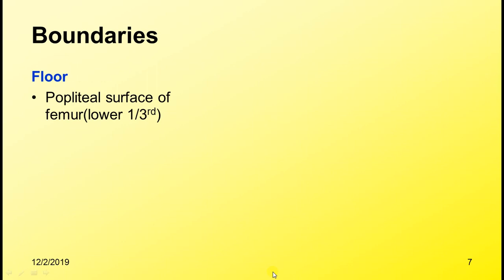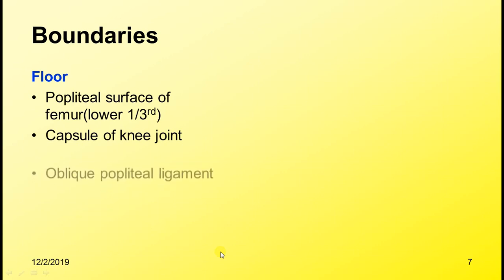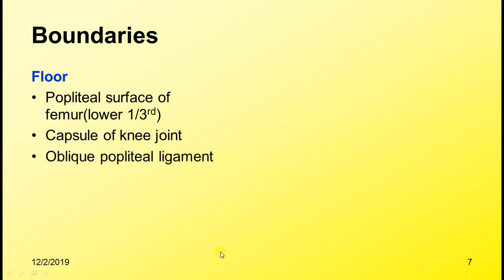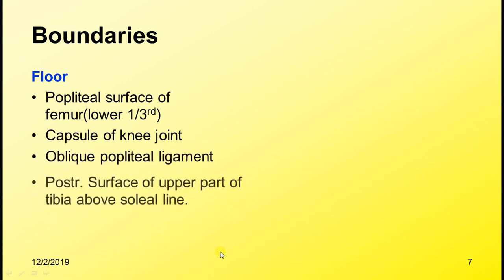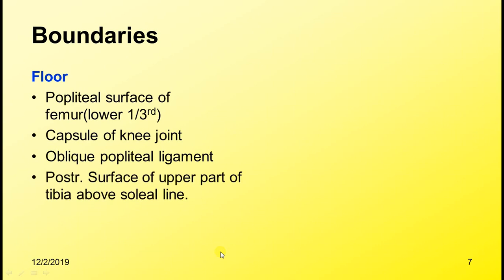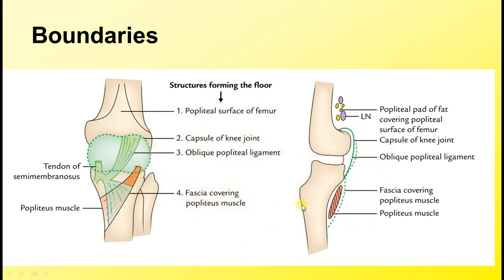So popliteal surface of femur, knee joint, you can see the capsule of the knee joint, and one more ligament of the knee joint, the oblique popliteal ligament, you can come across, and the fascia covering a muscle, that is the popliteus muscle. Okay, so the fascia covering the popliteus muscle you come across, and then you also come across the upper surface of the tibia, the posterior surface of the tibia above the soleal line.